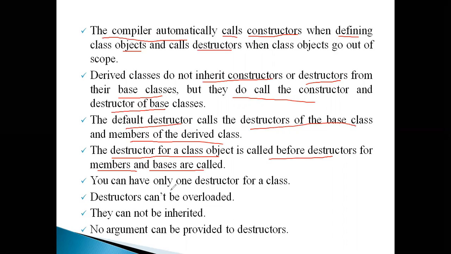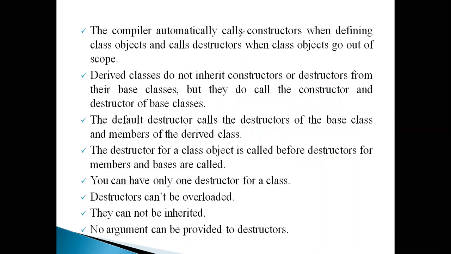Then, you can have only one destructor for a class. You may have multiple constructors, like parameterized, copy and default, and different parameterized and copy constructors, but there is only one destructor for a class. And destructors cannot be overloaded and they cannot be inherited. What overloaded and inherited mean we will discuss at the time of compile-time and runtime polymorphism. And for destructors we are not passing any arguments; it is simply the name of the function with the tilde operator before it. These are the different characteristics of destructors.